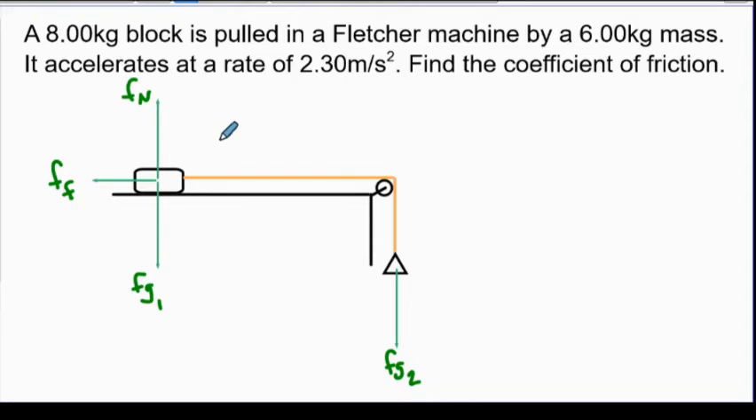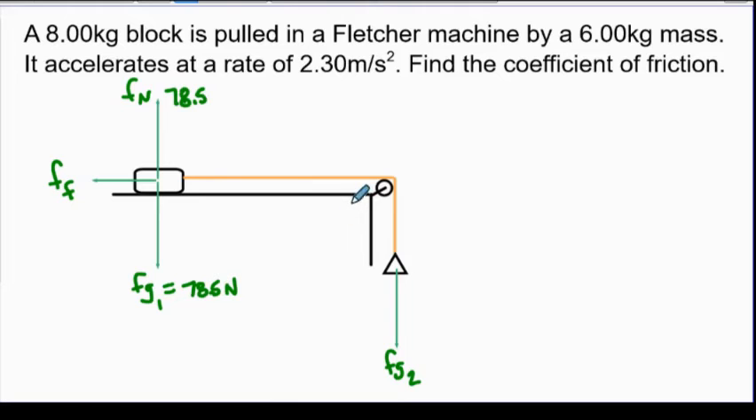Once again, I've drawn a free body diagram for a Fletcher machine. We can see that we have an 8 kilogram block being pulled in the Fletcher machine. When I have a mass in a Fletcher machine, I always like to immediately figure out the force of gravity on that object. I quickly figure out that it's 78.5: I took my 8 kilograms and multiplied it by 9.81. I quickly know that my normal force is 78.5 too. Do that every time.